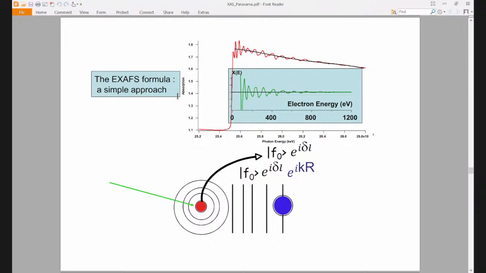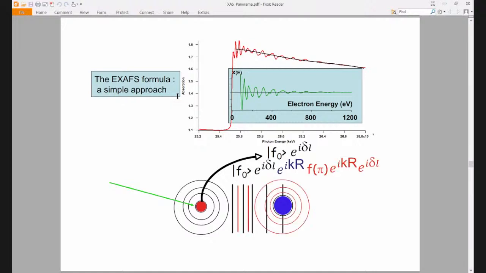Why do we do this approximation? Because we know the way to calculate the scattering of a planar wave by an atom. It actually works well enough, even if the distance between the two atoms is of the order of a few angstroms, three, four angstroms. Approximating the wave by a spherical and then by a planar wave works, because the distance between atoms is large compared to the wavelength of the electron.